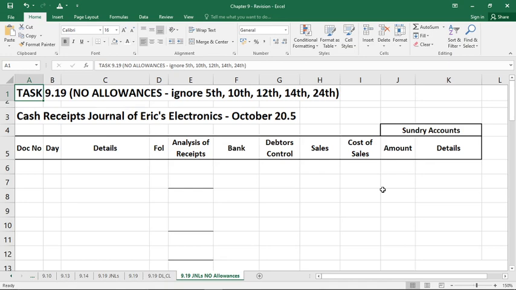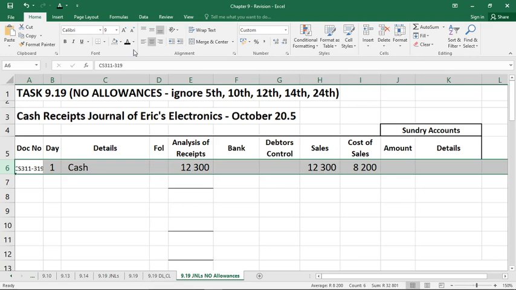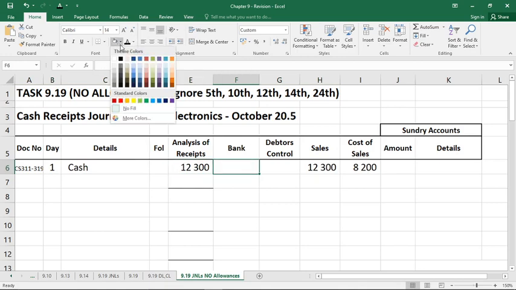That's all, right? The next sentence relates to the next transaction. So we have made cash sales, so that's most definitely the cash receipts journal, right? So I'm going to reveal the answer there. There it is. CS311 to 319 on the first, cash is perfect for a cash sale. You could write cash sales if you'd like. Analysis of receipts 12,300 and sales 12,300, as well as cost of sales 8,200. How would we have worked out cost of sales? We would have said 100 over 150, because 50% was our markup, times 12,300, which gives you the cost price of 8,200. Notice that I have not put anything here in the bank column.